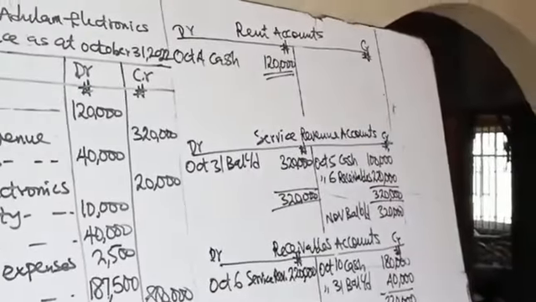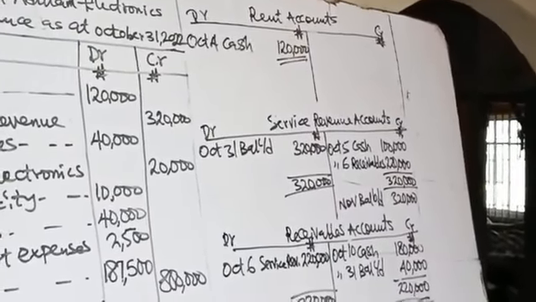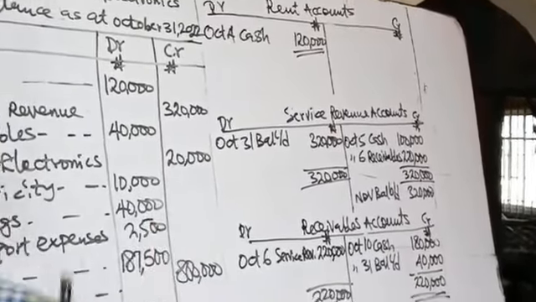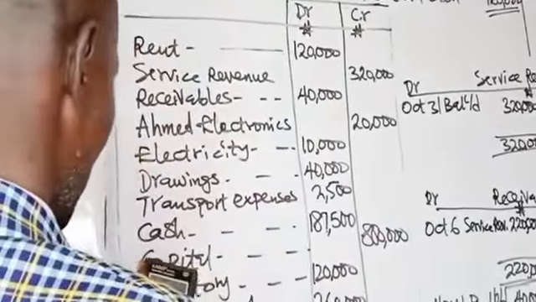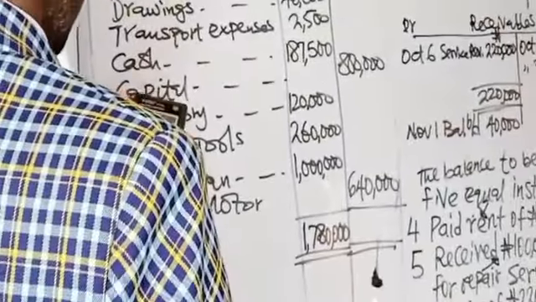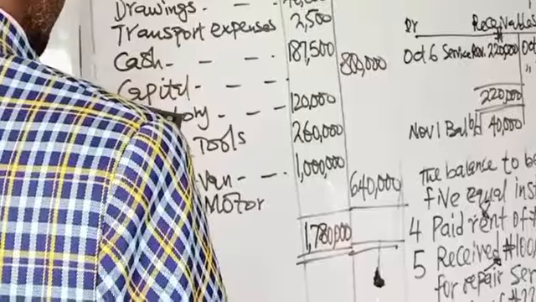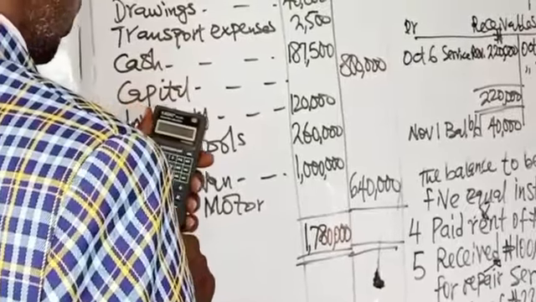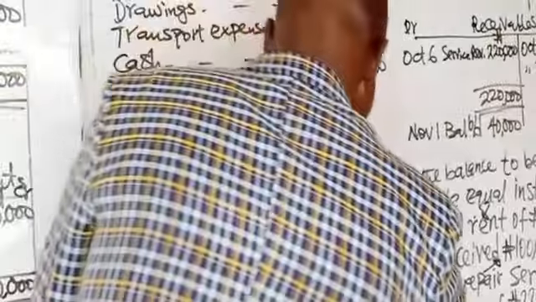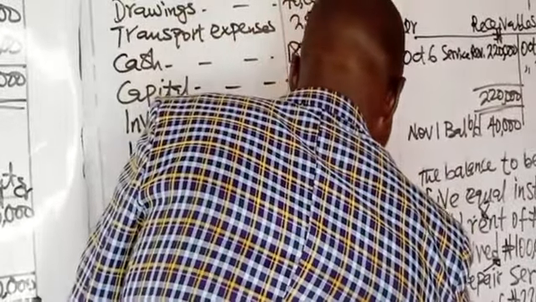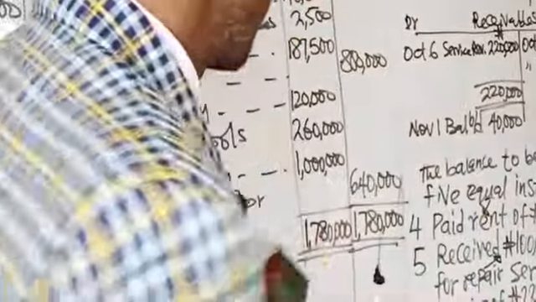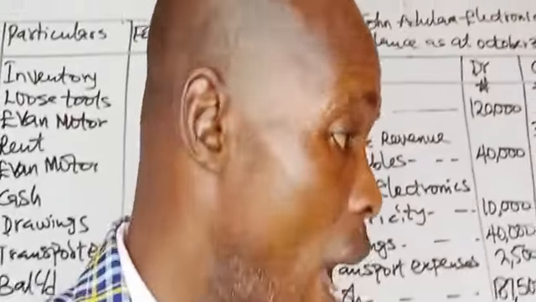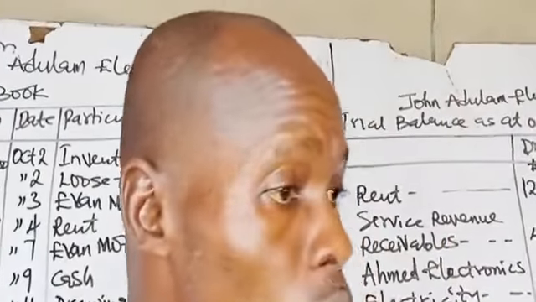Now, the credit side, we have 320,000 plus 20,000 plus 800,000 plus 640,000. The total is 1,780,000. So our trial balance agreed, since we have the same amount at the sum of the debit and credit side. This is the end of the solution to the question.